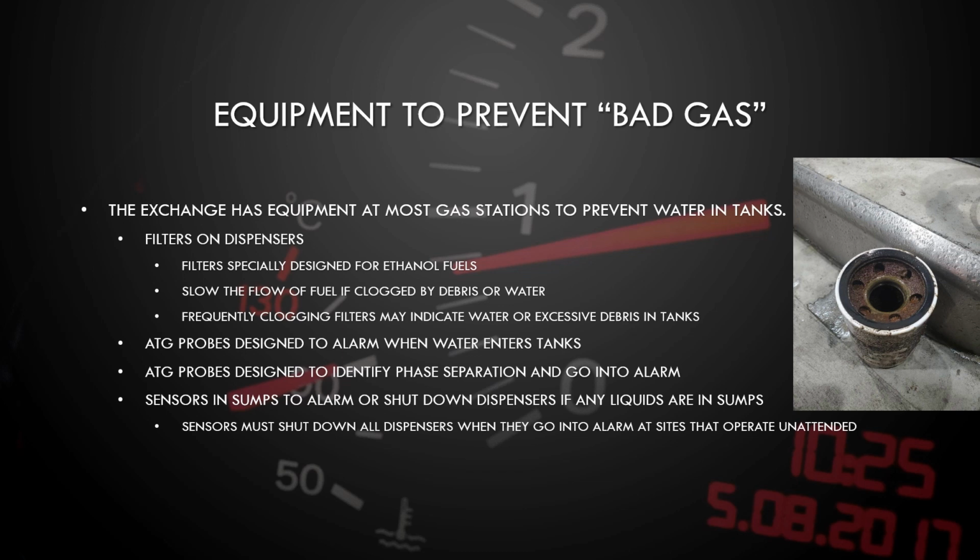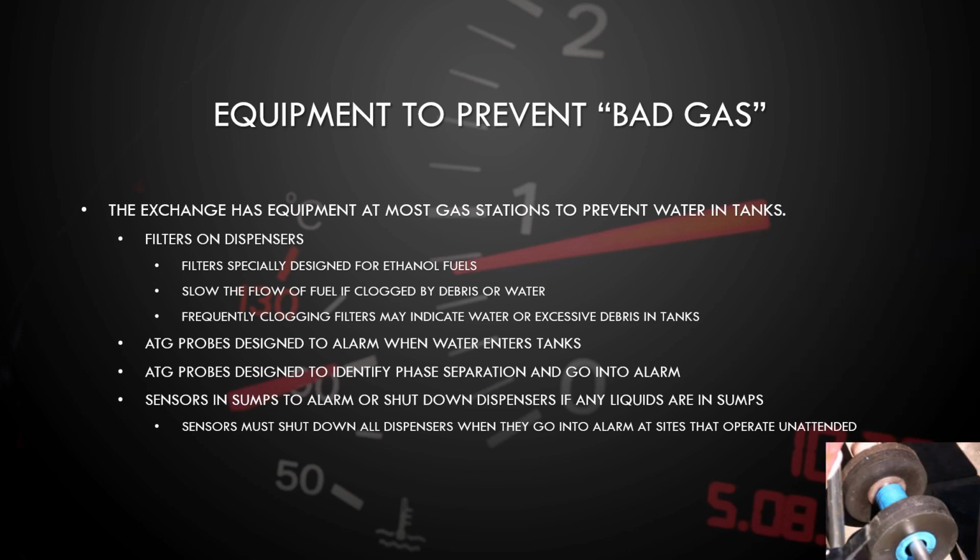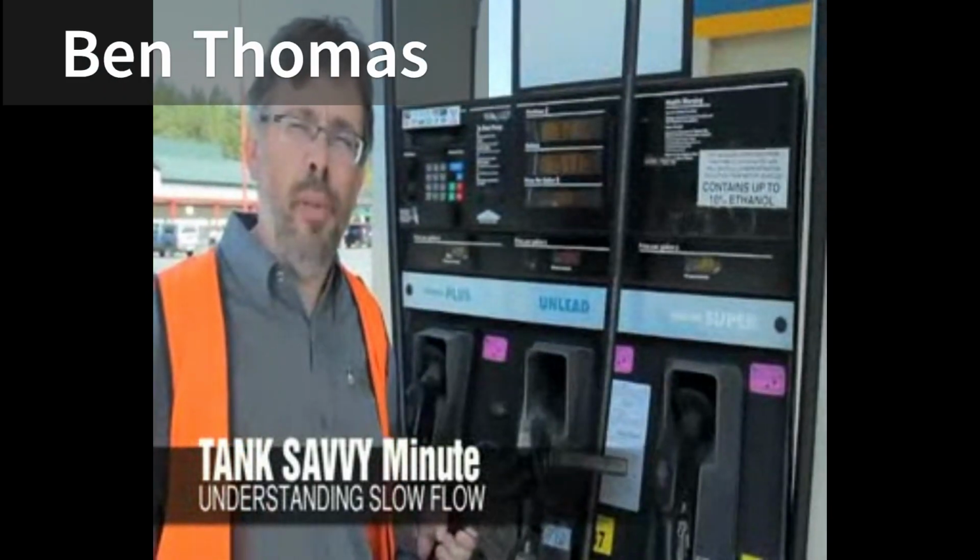But the only way you know these filters are working is to have them changed periodically, and notice if there's any slow fuel issues. Now, normally a slow fuel issue can mean that your filter has gotten clogged up with all the debris. So it's no longer working as a filter, and it can allow debris or water or phase separated fuel to enter the customer's vehicle. We are trying not to allow that. So if you have customers coming in complaining that the dispensers are running slow, take it seriously and address the issue.